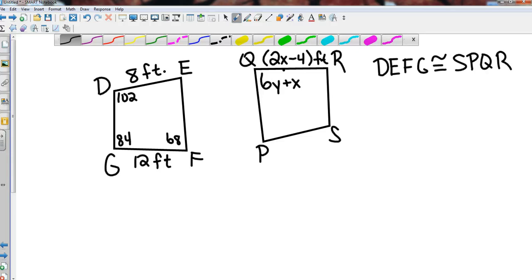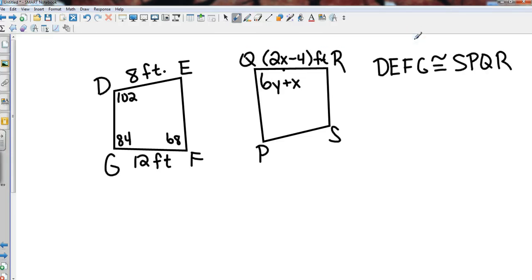Okay, so let's take a look at this one. You can go ahead and hit pause and get that copied in there. This is actually example 2 on page 217 of your textbook. We're going to be looking for 2 things. We're going to look to solve for X, and we're going to look to solve for Y. It is important that they did give us that DEFG is congruent to SPQR. And so D and S are the same. So S is going to be 102.